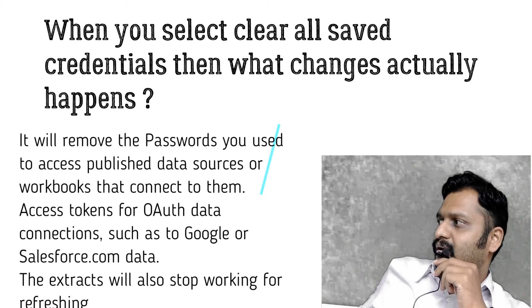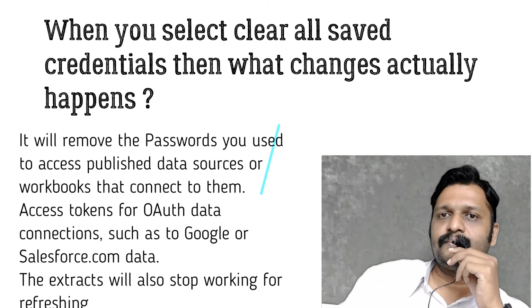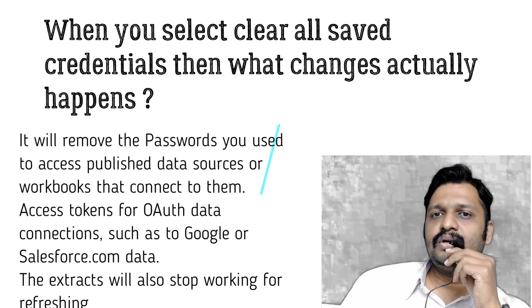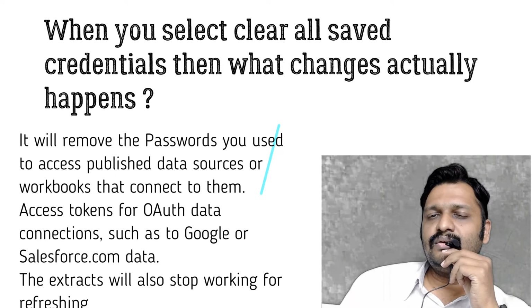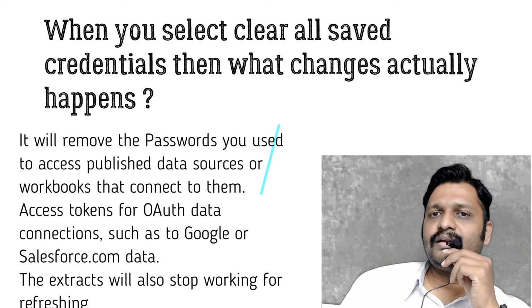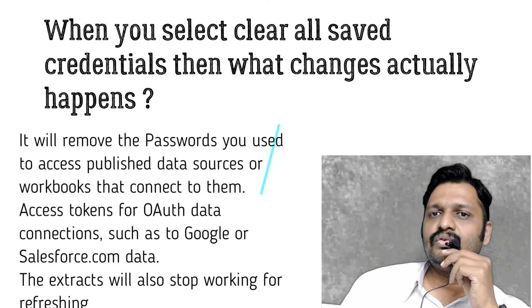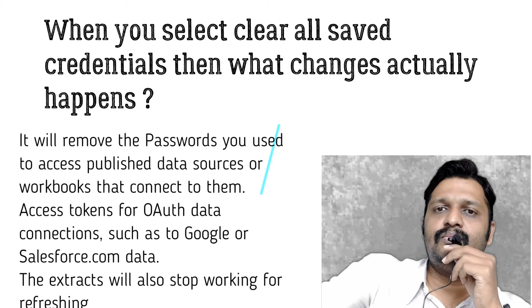When you select clear all saved credentials, what changes actually happen? It will remove the passwords you use to access published data sources or workbooks that connect to them, and access tokens for OAuth data connections such as to Google or Salesforce.com. The extracts will also stop refreshing. Next question.